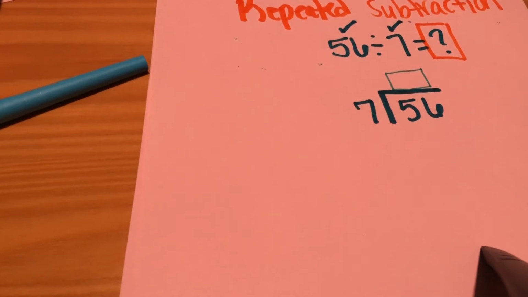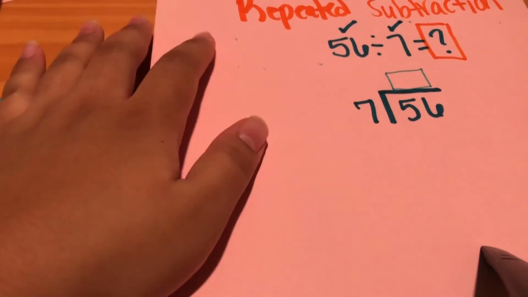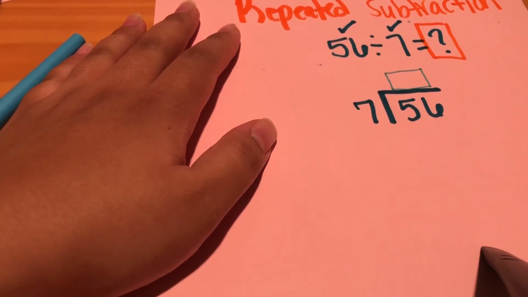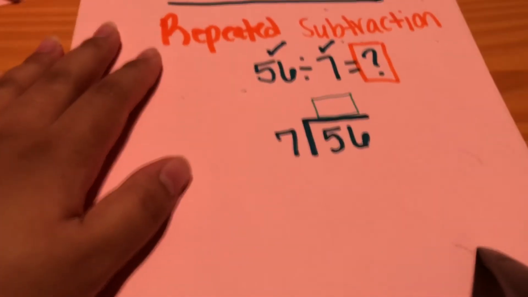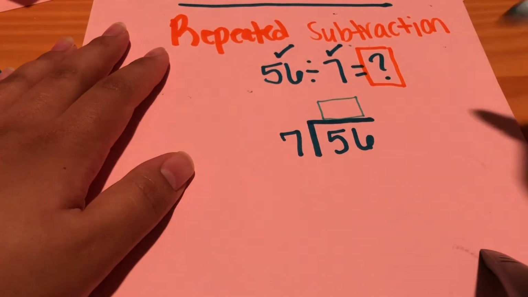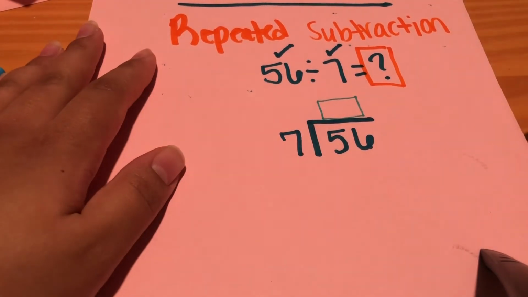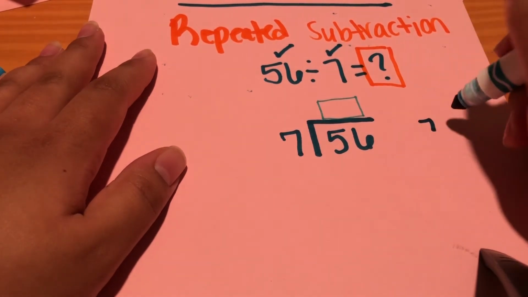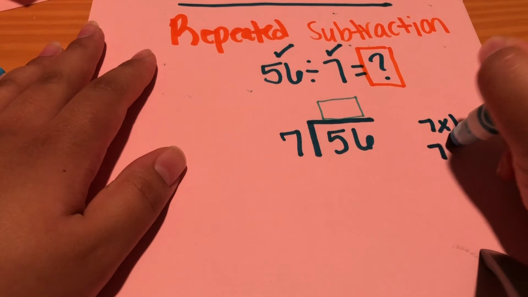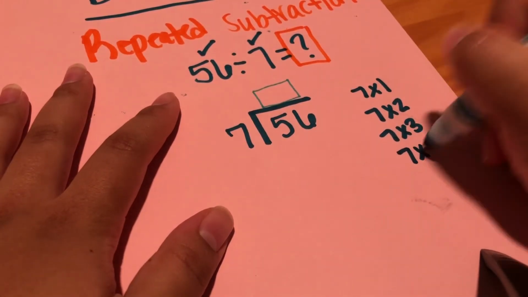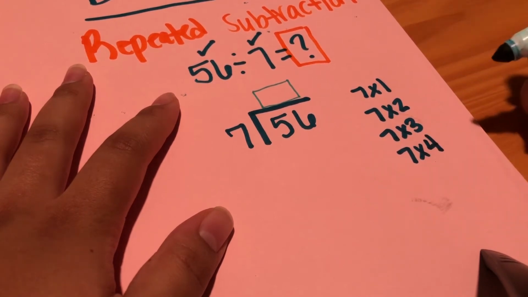So let's say I'm really just not good at division. I can figure out how to solve division by using the opposite, which is multiplication. For this problem, I am trying to figure out how many times 7 goes into 56. A way to do that is to write my times tables on the side. So 7 times 1, 7 times 2, 7 times 3, and I'll just keep going until I figure out what 7 times what is going to give me 56.